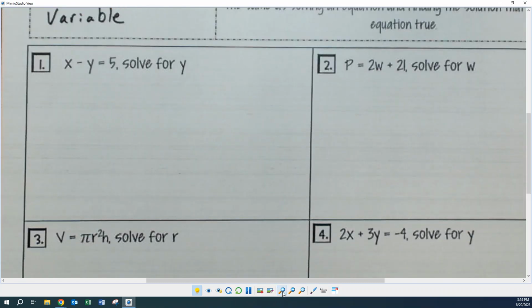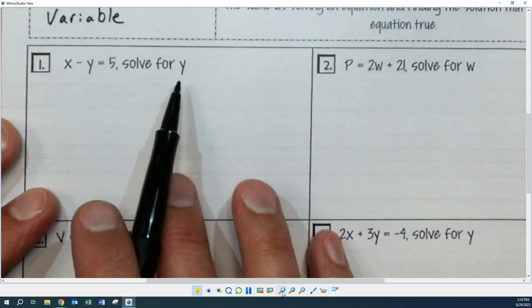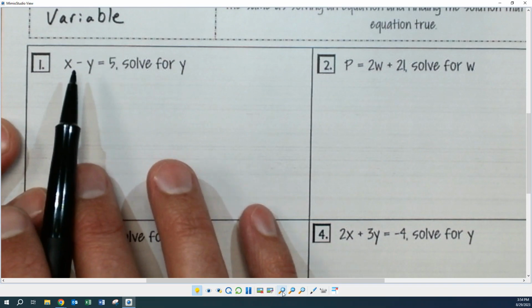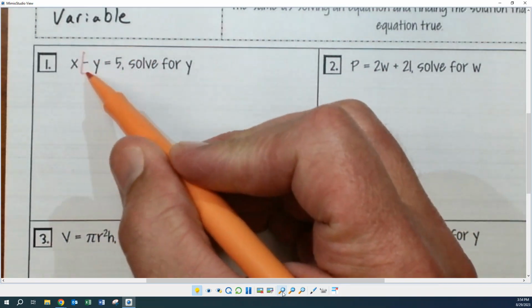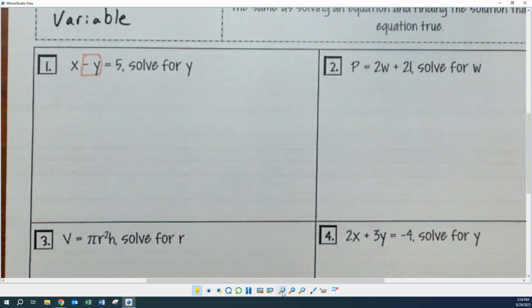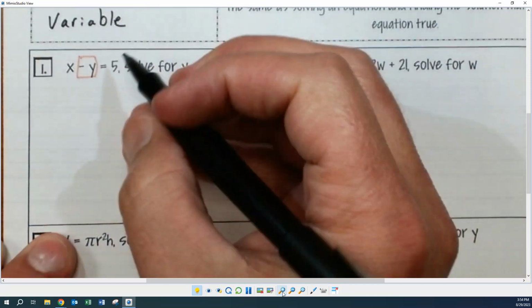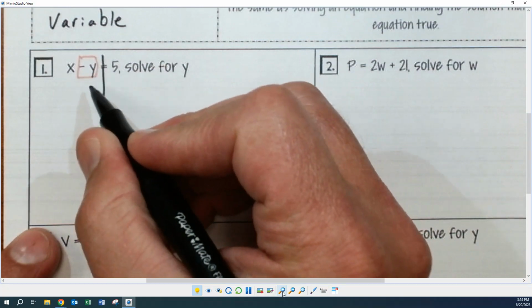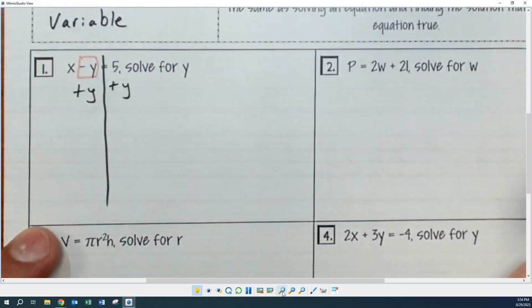Problem number one, we have x minus y equals 5, and we need to solve for y. So the very first thing that I like to do in these problems is I've identified y is right here, and it's currently a negative. I don't want to deal with negatives. So in order to make it positive, I need to put it on the other side. What's the opposite of subtracting y? I'm going to add y.